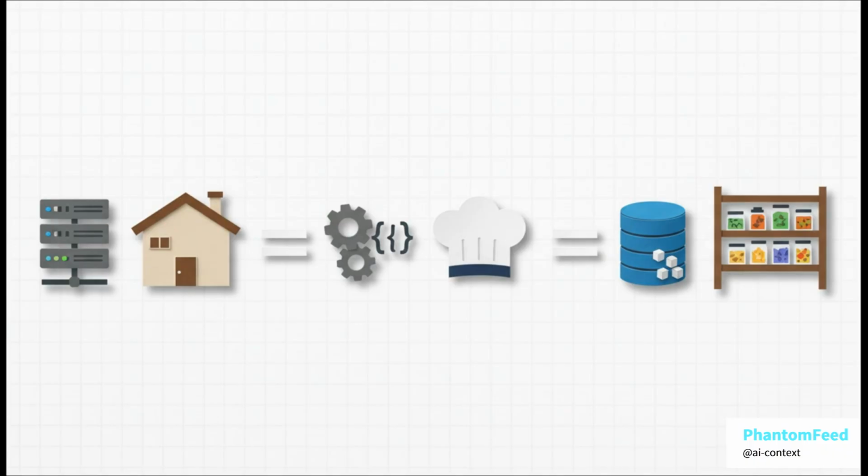So let's do a quick recap of our digital kitchen crew. The server, that's the place. The application, those are our chefs. And the database, that's the pantry. The place, the chefs, and the pantry. See? Pretty simple when you break it down like that.